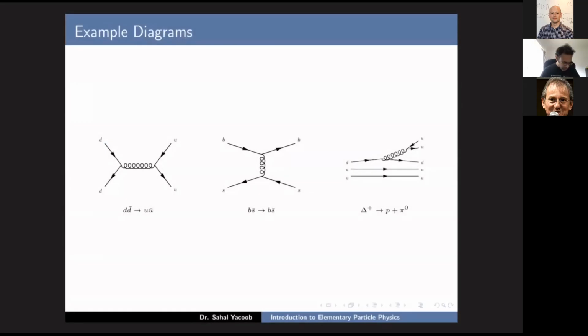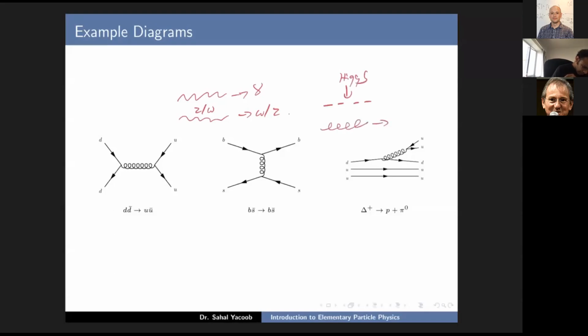Yes. So generally we use, that type of line is a photon. That type of line, and we'll write W/Z on it, will be a W or a Z. Then the dashed line will be a Higgs. And the telephone wire will be a gluon. That's just a convention.